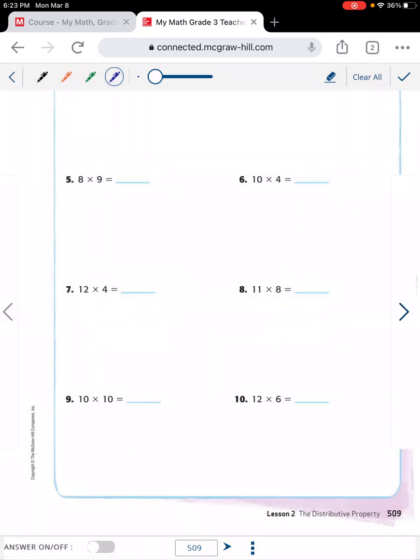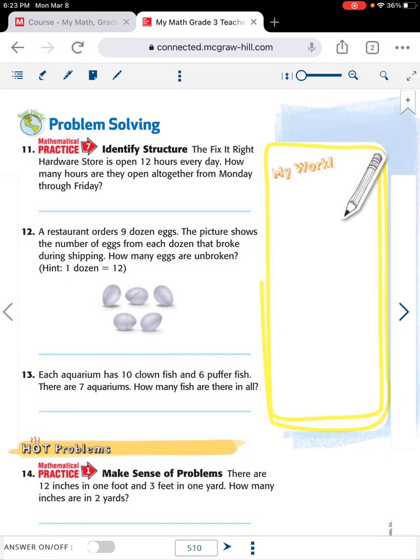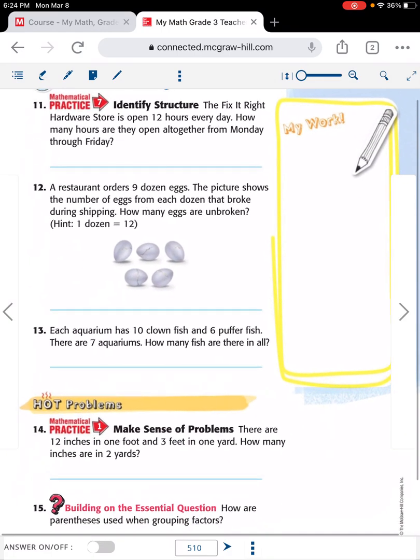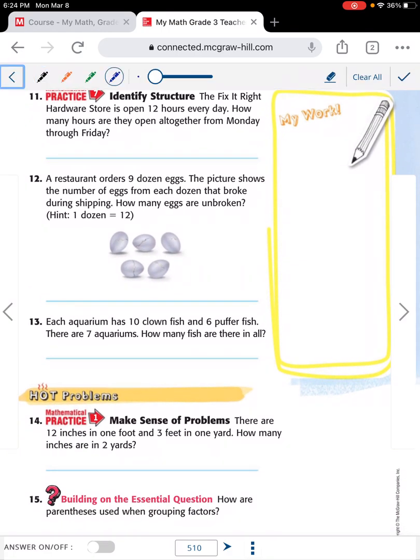Let's take a look at page 510. Page 510 starts off with this word problem. It says, the Fix-It Right hardware store opens 12 hours a day. How many hours are they open altogether from Monday through Friday?